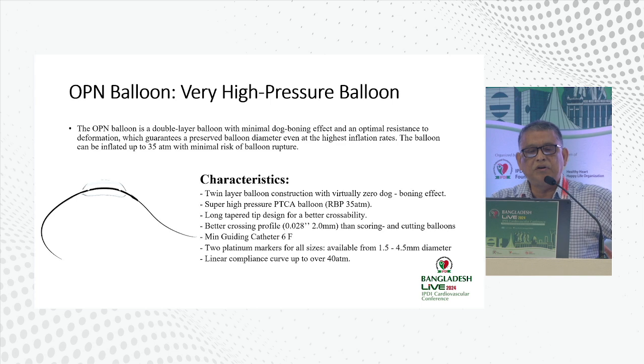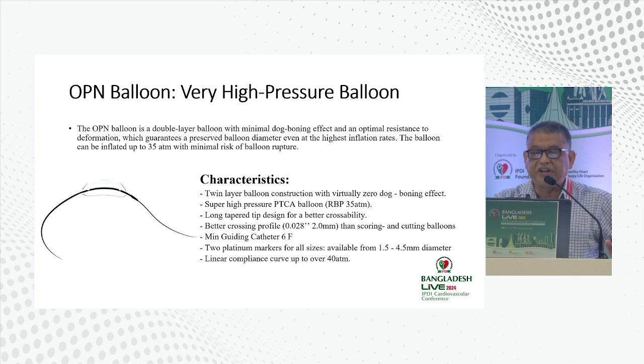Maximum balloon pressure is 40 atmosphere nowadays. Previously it was 30 atmosphere. For the inflation, a separate device is needed, which is a costly device. The characteristics of this opium balloon: a tiny layered balloon construction, virtually zero dog boning effect, a high pressure PTCA balloon, rated burst pressure up to 40 atmosphere.